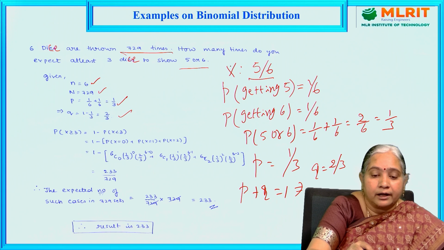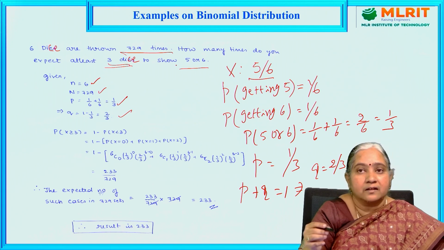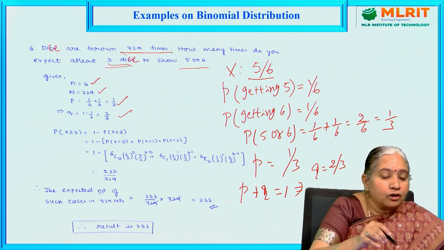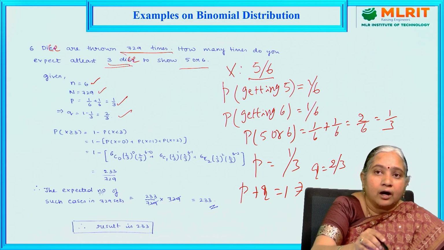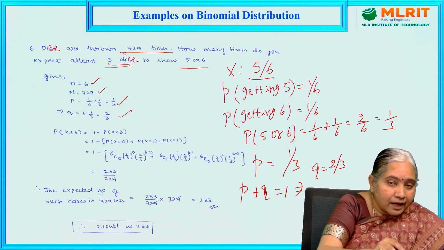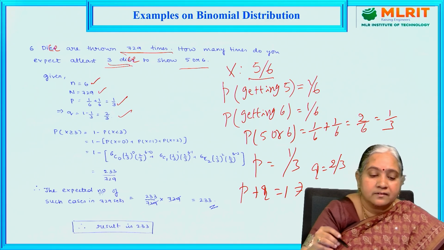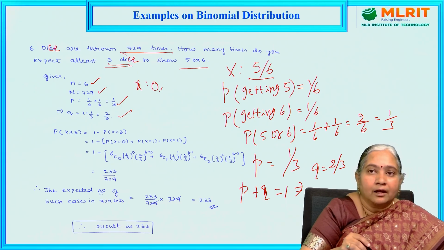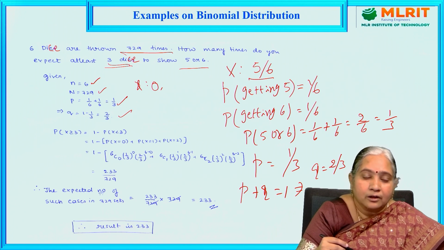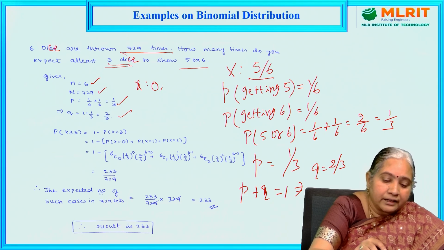Now what we have to find? How many times do you expect at least 3 dice to show 5 or 6? 3 dice means out of 6 dice, exactly 3 dice show either 5 or 6. That means what is the x value here? X is equal to 3, 3 successes out of 6. X can also take no success. No success means 0. Out of 6 times, no success occurred, that means neither 5 nor 6 occurred. So that's why X is equal to 0.